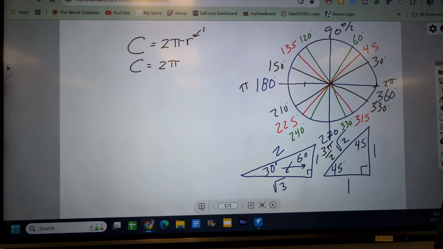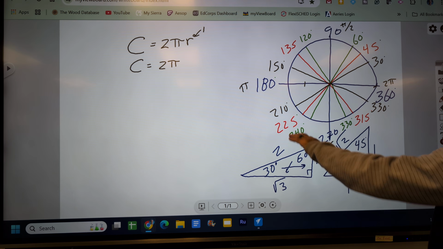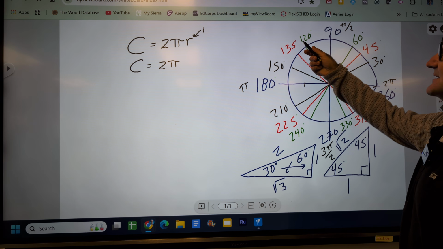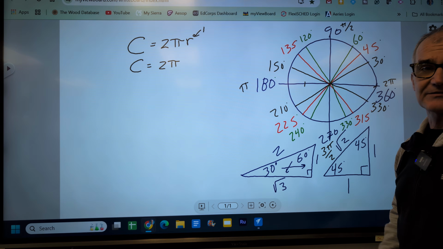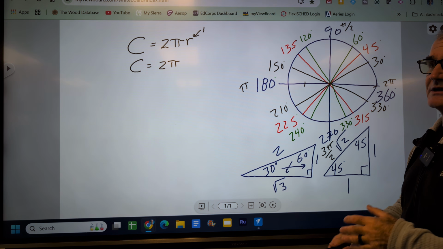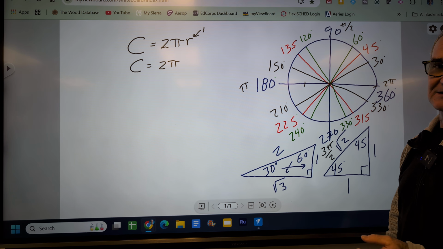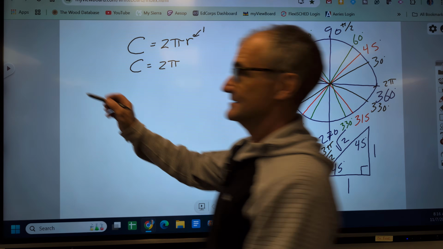There are two different types of units. One is called degrees. You always have to have the units attached to it. The other one is radians, and you don't have to have the units attached because radians are, in fact, unitless. So let me just go over that for 1 second.